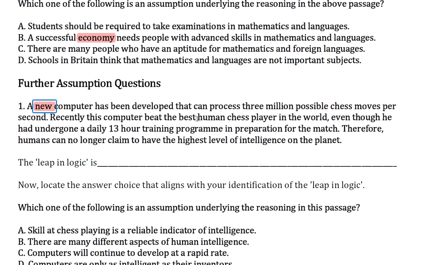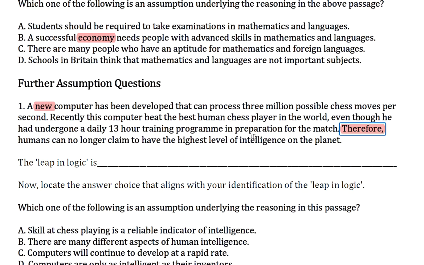Recently, this computer beat the best human chess player in the world, even though he had undergone a daily 13-hour training program in preparation for the match. Therefore, so that's your highlight of the conclusion, just like you had in the last question, humans can no longer claim to have the highest level of intelligence on the planet. All right, do you see the leap in logic? For most of the argument we talked about chess, right? A computer can beat a human in chess, and then they go on to intelligence.